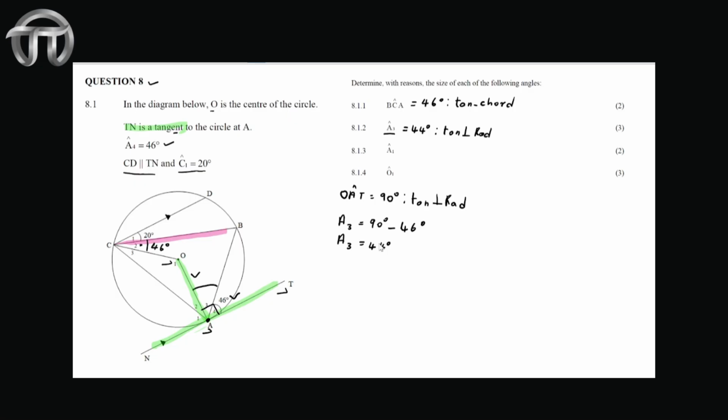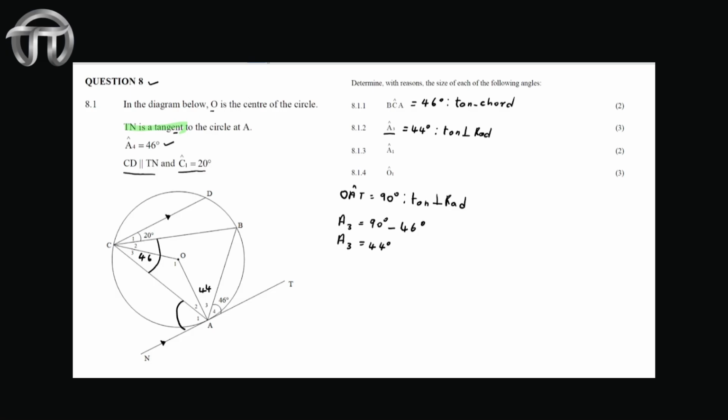Now the next one that they want us to find is A1. Let's clear up the situation here and find the angle A1. All right. Before we answer A1, let's establish our information. This one here, we have already established is 46 degrees, and this one here, we've already established as 44 degrees. Angle A1 is this one. They want us to find this one here.